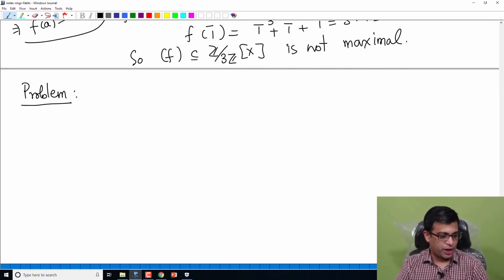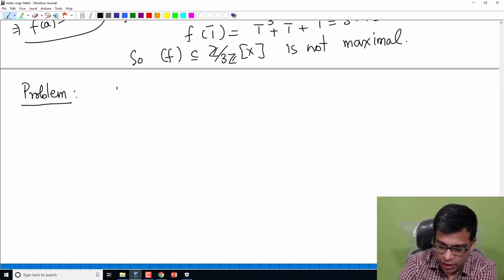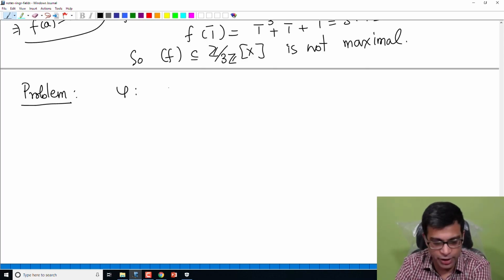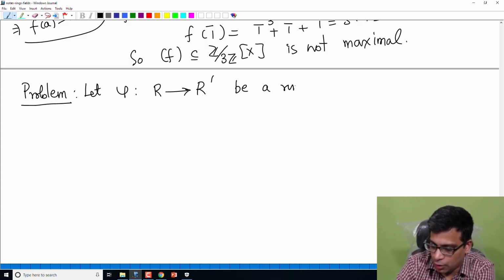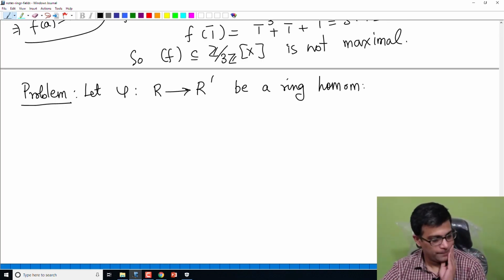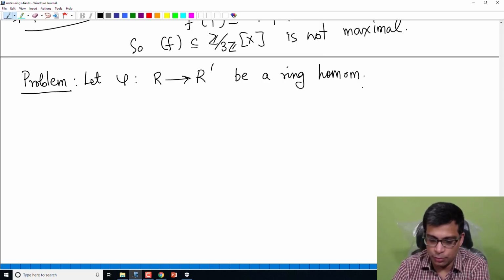So this is also about prime and maximal ideals. So let me state this. I'll quickly write the problem and tell you how to solve it. Maybe leave the details for you. Let's say phi from R to R prime is a ring homomorphism. Okay, this is a ring homomorphism.